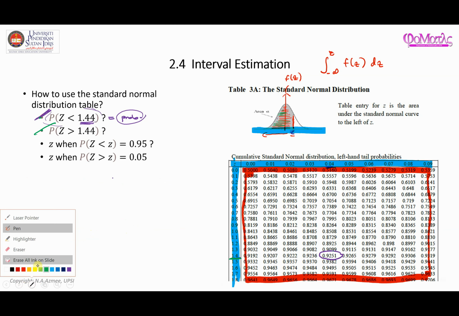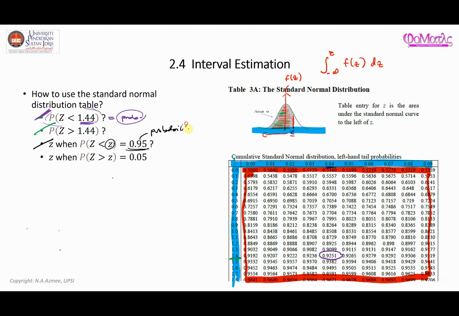Okay, next is this one. So what is the value of Z when the probability is 0.95? So this is probability. Okay, this is the only value that you are given. So you need to find this value.